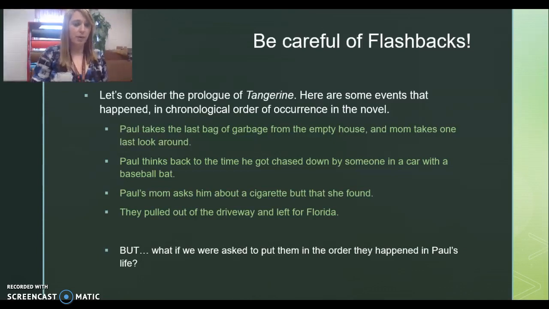So the first thing that happened is that Paul took the last bag of garbage from the empty house, and Mom took one last look around. He's taking the bag out, Mom's taking the last look around. That's the first thing that happened. Then Paul has a flashback about getting chased down by someone in a car with a baseball bat. Then Paul's mom asked him about a cigarette butt that she found on the ground. Hey, you know anything about this? And he's like, good job, Mom. And then lastly, they pulled out of the driveway and they left for Florida. So all of these things happen in chronological order in the book.